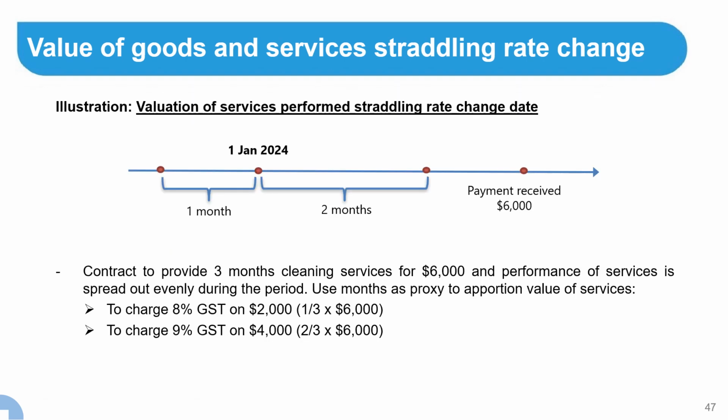If you are supplying services, you can use the number of days or months as a proxy to apportion the value of services performed. For example, you provide 3 months cleaning services to your customer for $6,000, and the provision of services is spread evenly across the 3 months. You can use the number of months to apportion the value of services performed before and after the rate change, as shown in the example here.